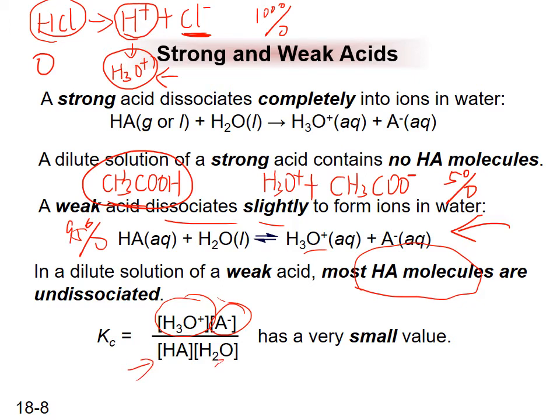So a weak acid means only a small amount of the hydrogen ion and the anion is generated, and most molecules are unreacted, and that gives you a small Kc. A weak acid means a small K constant of the dissociation reaction.